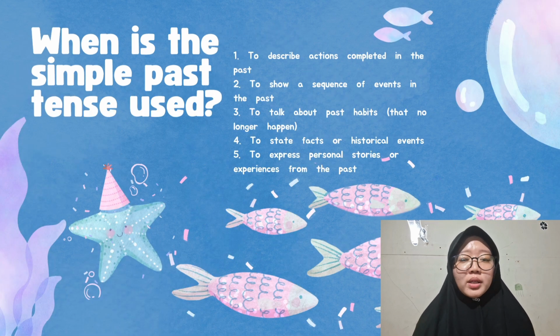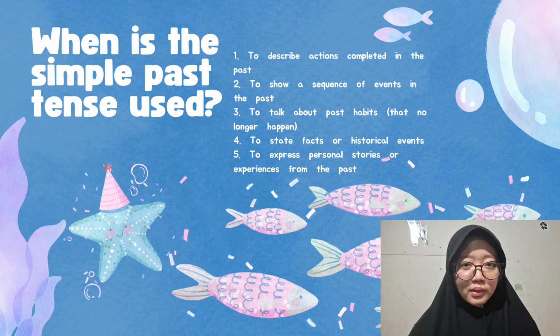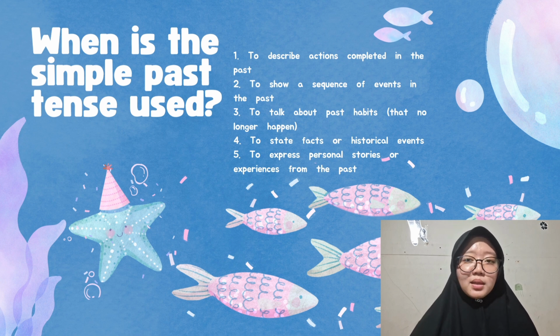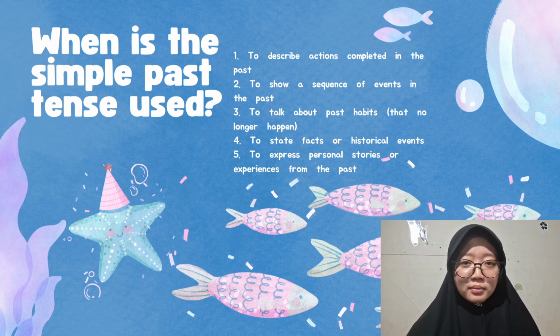After knowing what the simple past tense is, then when is the simple past tense used? The first is to describe actions completed in the past. For example, she visited Bali last year. This sentence indicates an action that was completed in the past, which is about visiting Bali last year.